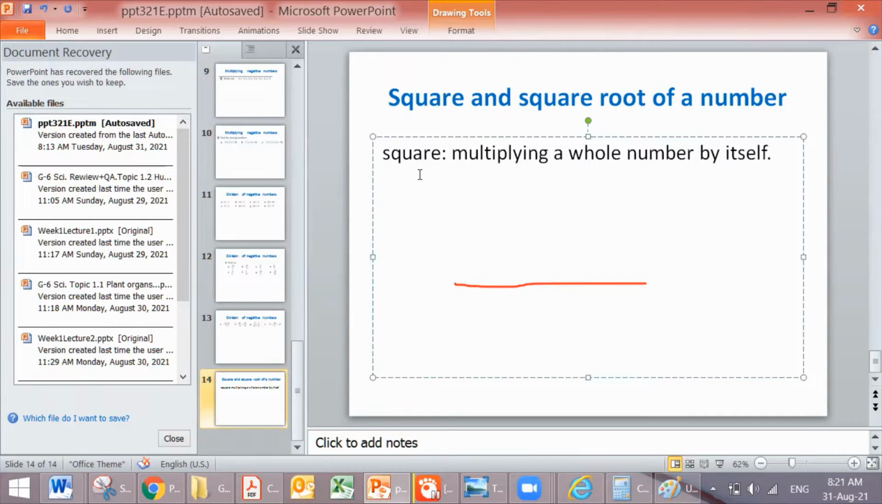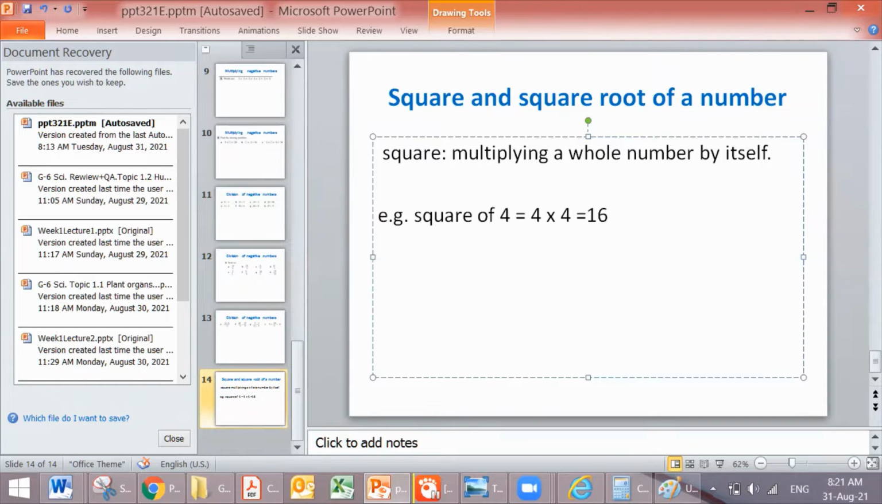For example, I will give you the number 4. Square of 4 you have to find. So what does it mean? If you have to find the square of 4, how can you find it? Multiply 4 by itself. 4 multiplied by 4. So the answer will be 16. As you know, 4 4s are 16.